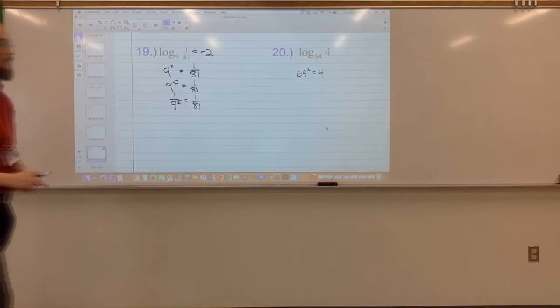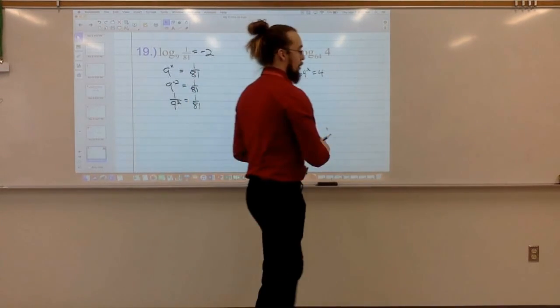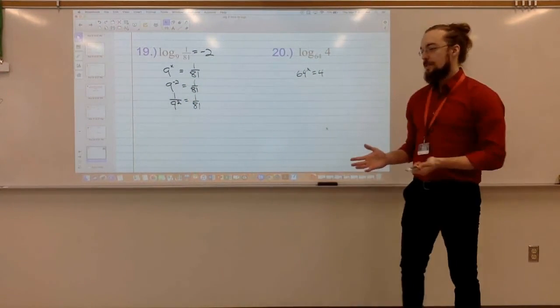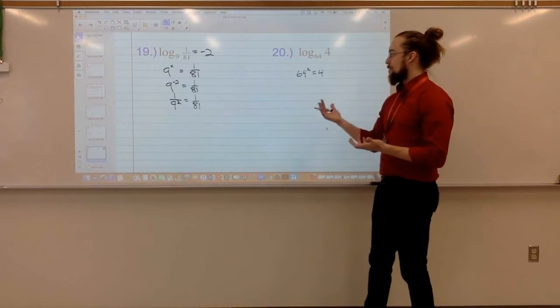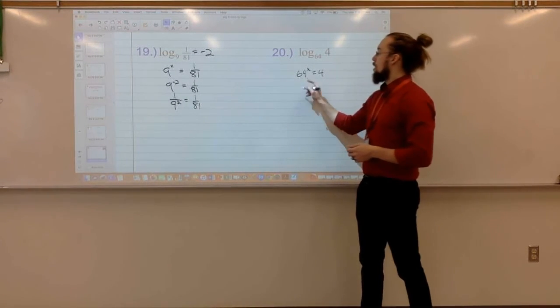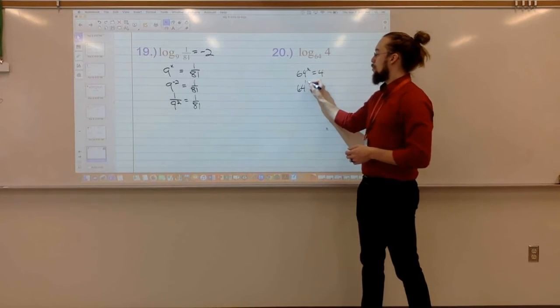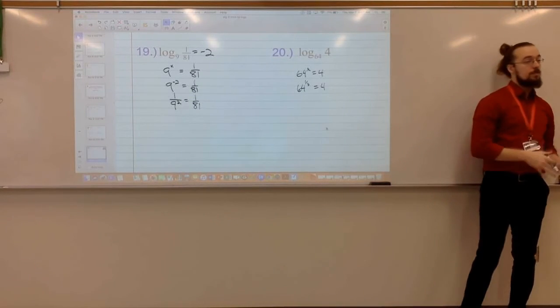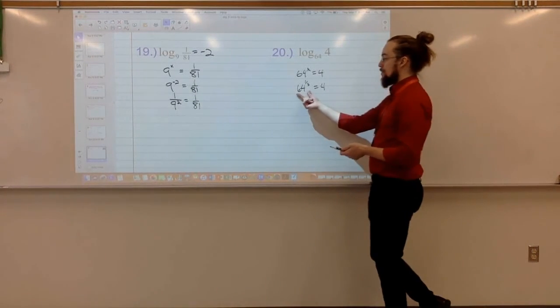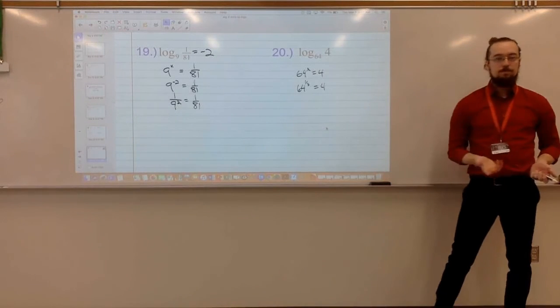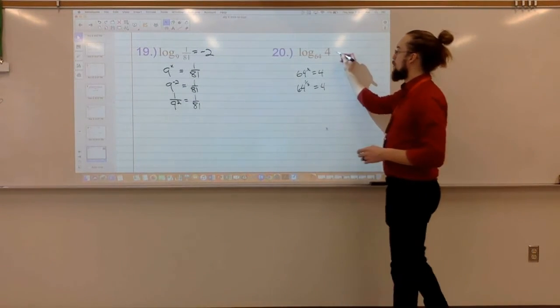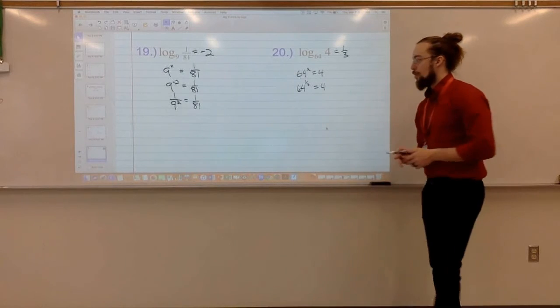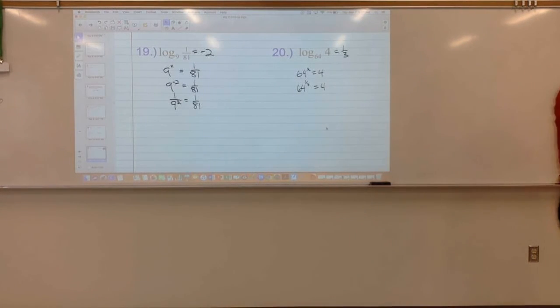All right, what's 20? This is 1/3. We haven't really talked about fractional exponents a whole lot yet, but raising something to the 1/3 power is the same as taking the cube root of it. The cube root of 64 is 4. So this one would be equal to 1/3. Questions?